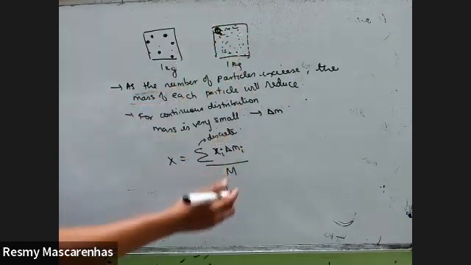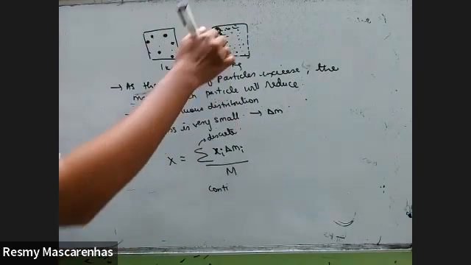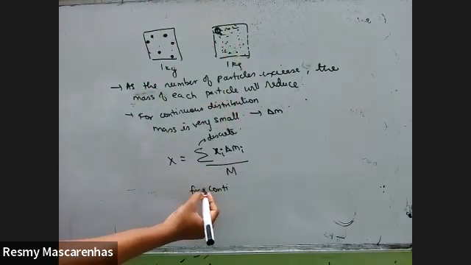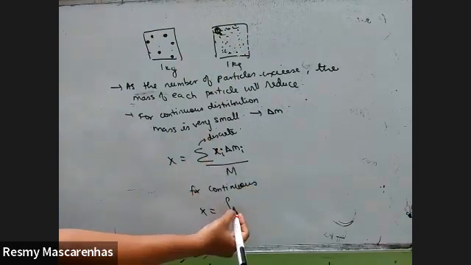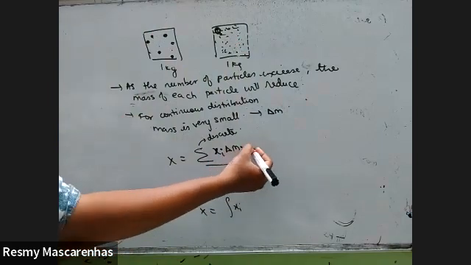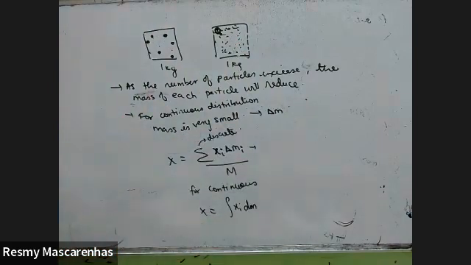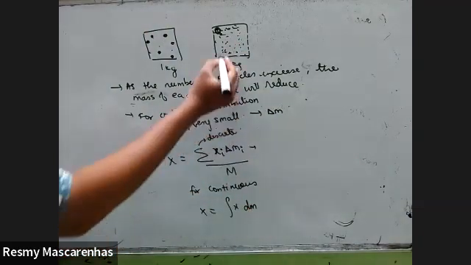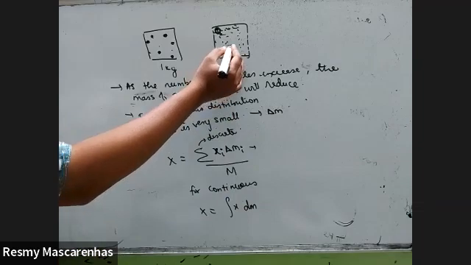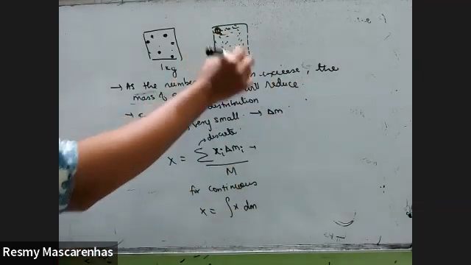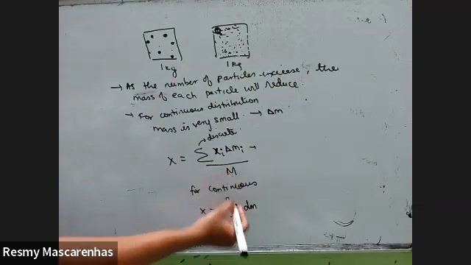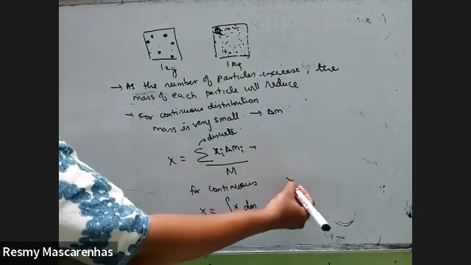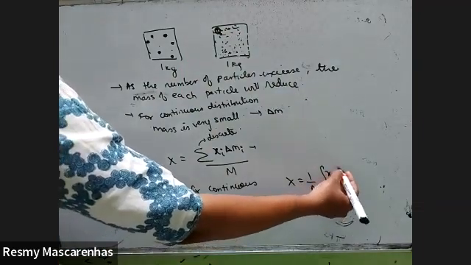If you want to add all the masses, then for continuous you have to use an integral sign. So delta m can be taken as dm. There will be no i, because it's continuous. You cannot distinguish whether it is particle 1, particle 2, particle 3. So in general, it will be x into dm upon m. M we can keep outside. This is the formula for continuous distribution.